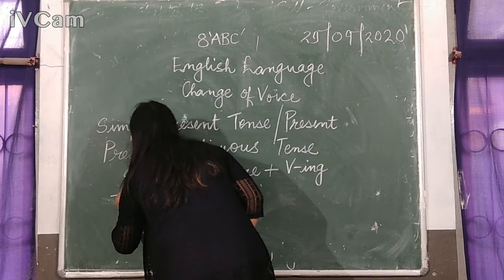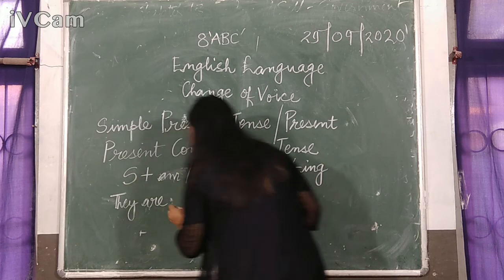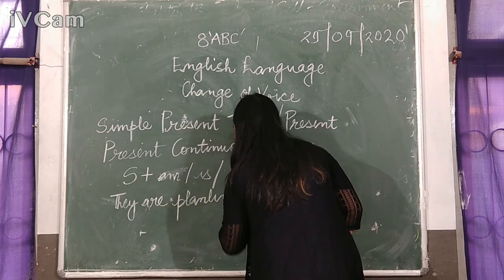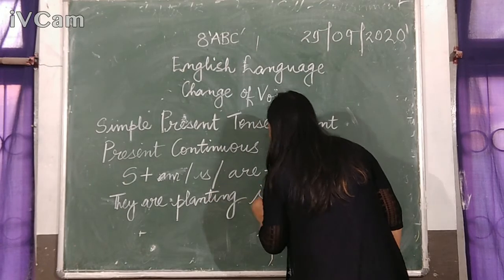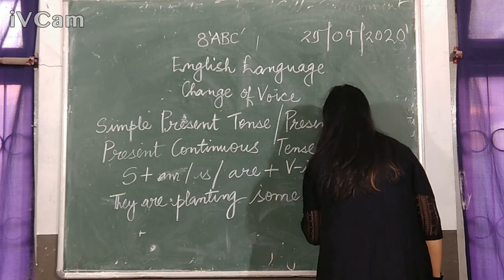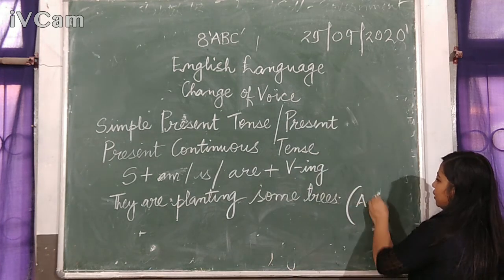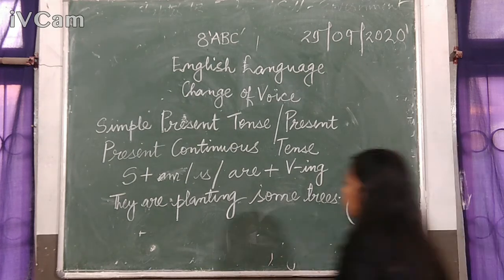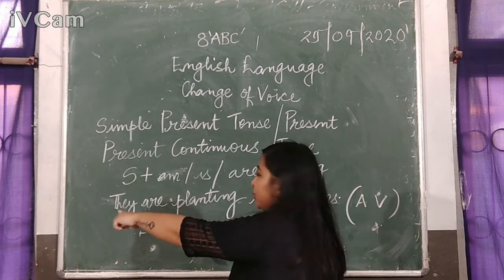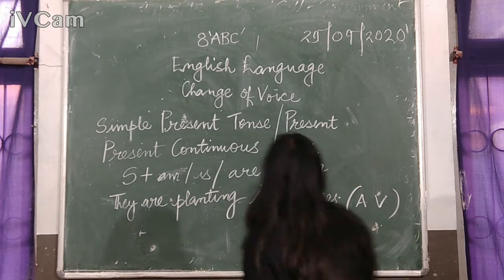They are planting some trees. Okay, they are, the example is they are planting some trees. This is the active voice, isn't it? The subject is there, no doubt there in the structure, and planting, the ing form of the verb, some trees is the object.